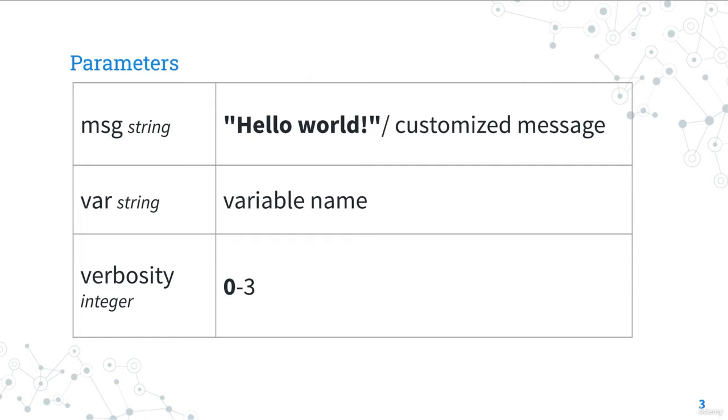The verbosity is for advanced use, if you would like to hide our debug code in normal execution but keep it in the playbook in case we need it in debug mode. The value could be from 0, which means normal execution, to 3, which means debug execution.